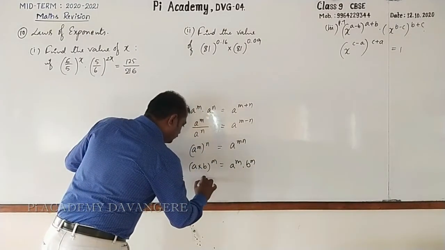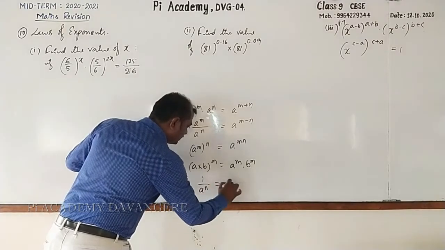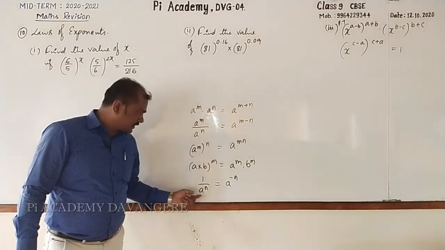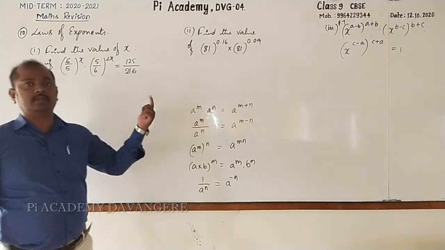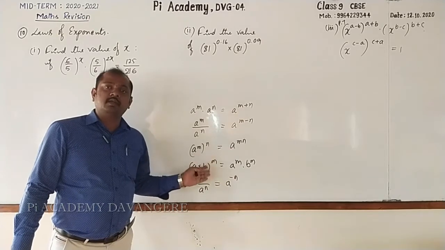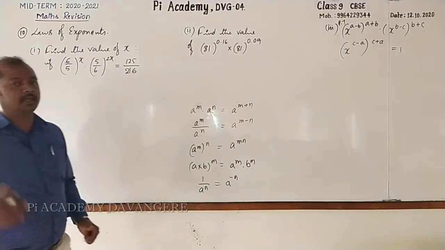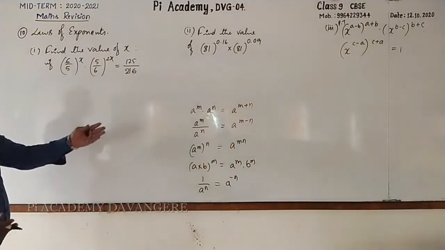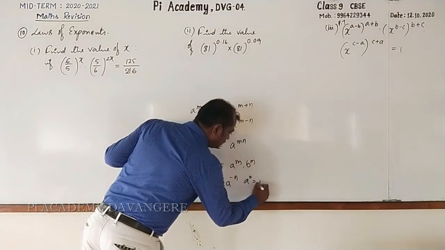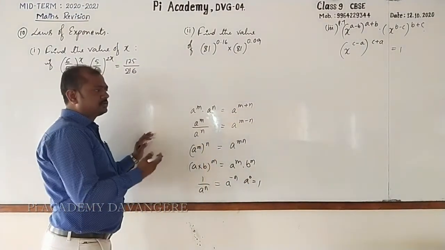Then if 1 by a raised to the power n is there, this can be written as a raised to the power minus n. That is, this exponent term is to be taken to the numerator. That is, denominator to numerator, the sign gets changed. Even numerator to denominator, again the sign gets changed. Remember this. Even one more, that is a raised to the power 0, it is equal to 1. Like that, many are there.